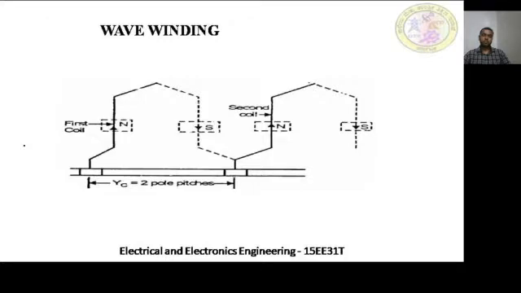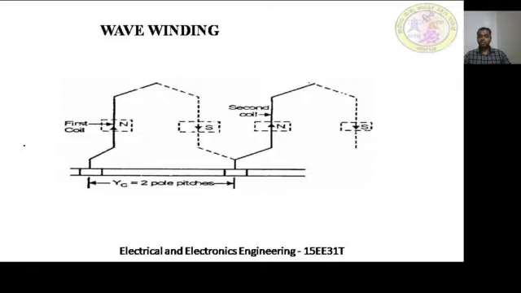From the same commutator, the third conductor is connected to the north pole and moves in the upward direction. That is the second coil. And then the fourth conductor, the dotted one, has current flowing in the downward direction. So here we are seeing four conductors connected in the wave winding.